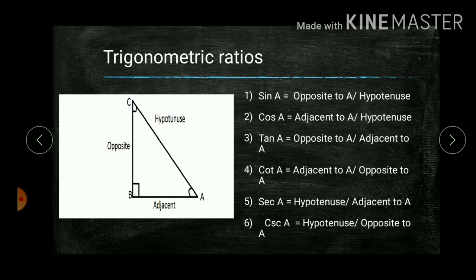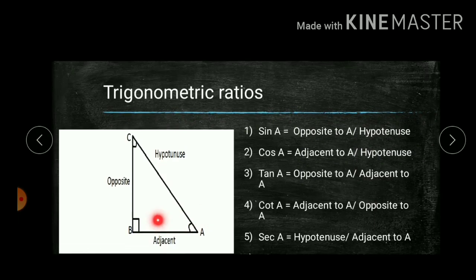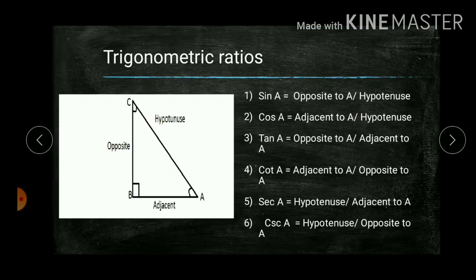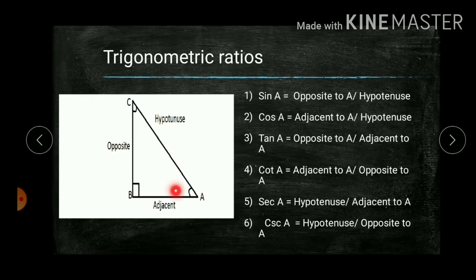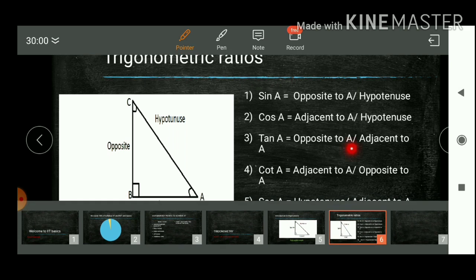What is opposite to A? BC. What is adjacent to A? BA. I think you know about adjacent. Hypotenuse is one of the main things, don't forget it. Hypotenuse does not change for A or C. If you take C, hypotenuse does not change because it is the longest side. And if you take sin C, then the adjacent is replaced by the opposite, and the opposite is replaced by the adjacent. Just change their places.